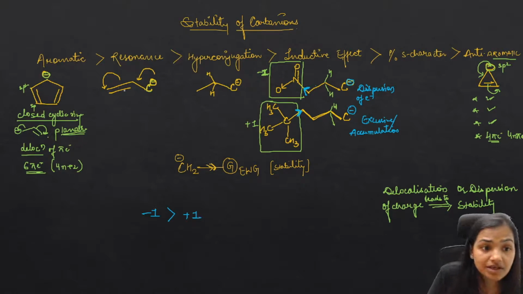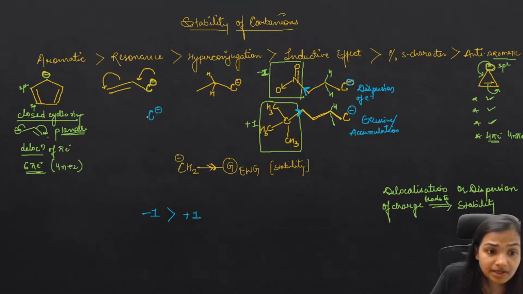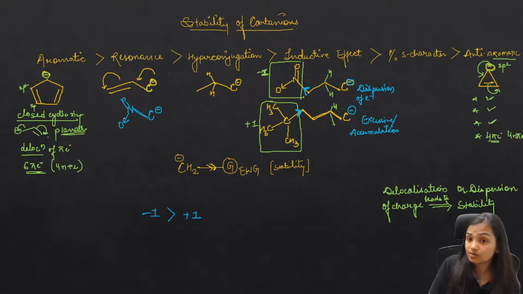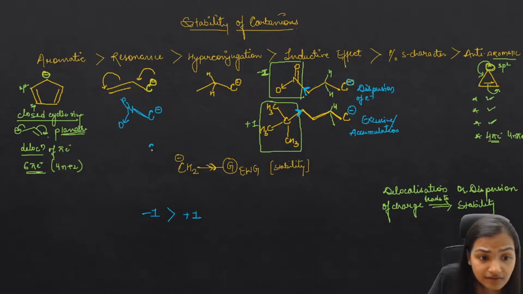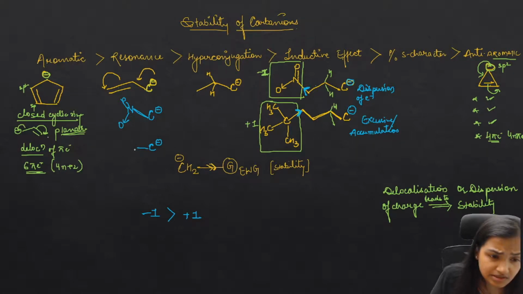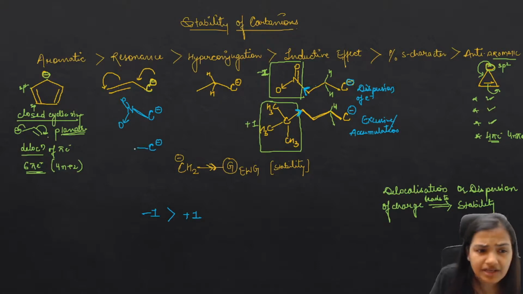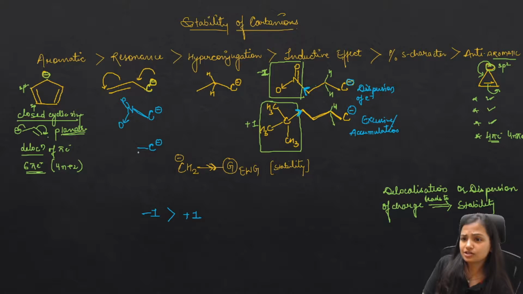Okay, similarly, if you do have a resonating effect, we could have some cases where we have a carbanion, and this carbanion is bonded with a group like NO2. So here, this negative charge is in resonance with this NO2 group. And we could have a carbanion which is in resonance with any other kind of group which could be showing a plus R effect.